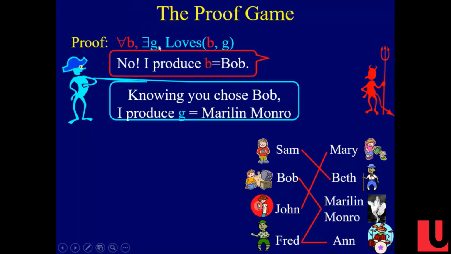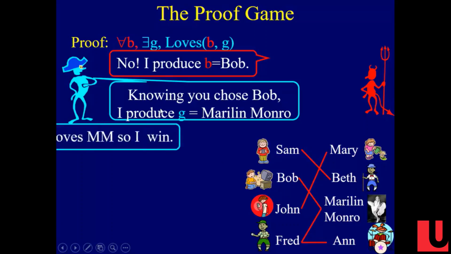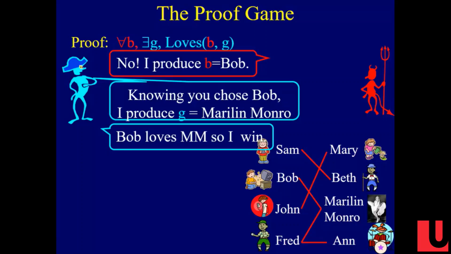I see the exists. I often think about me as the blue guy, right? So, all I have to do, I know Bob, and I look down here and say, who does Bob love? Does Bob love anybody? Yeah, Bob loves Marilyn Monroe. So I say, I produce Marilyn Monroe, and Bob loves Marilyn Monroe, so I win the game, right? And if I can give you a strategy in which I always win, then the statement's true, right?